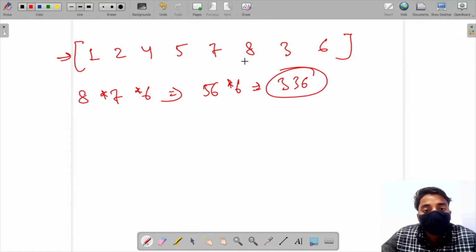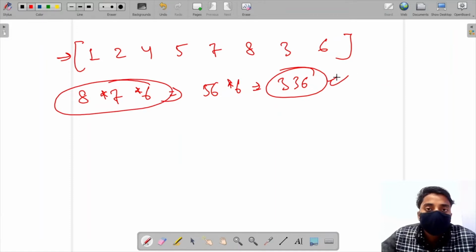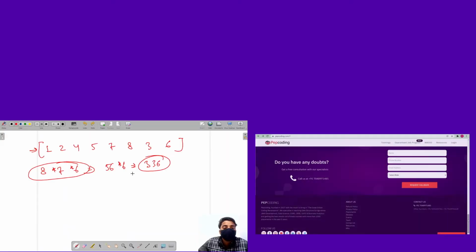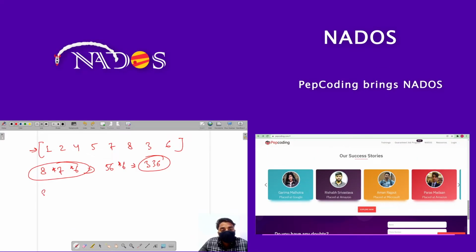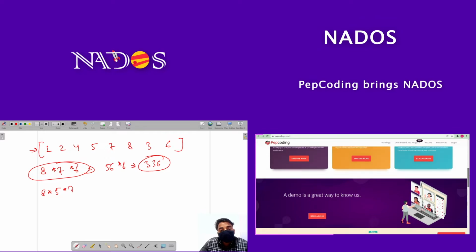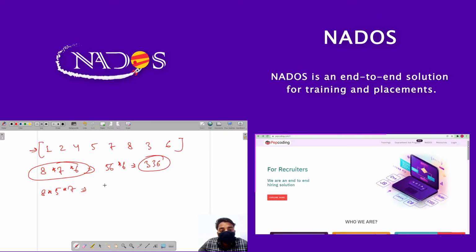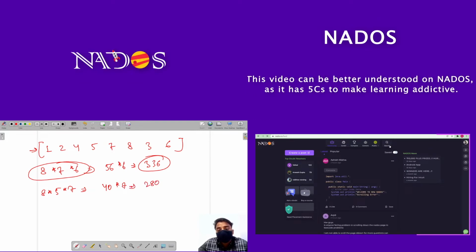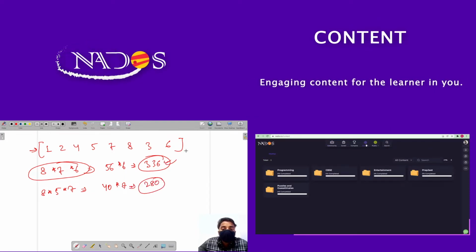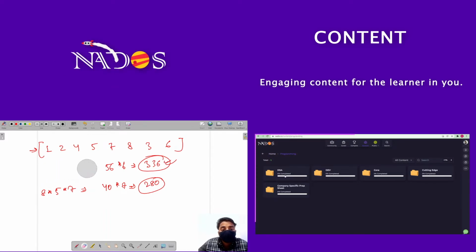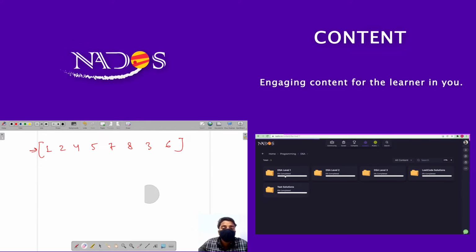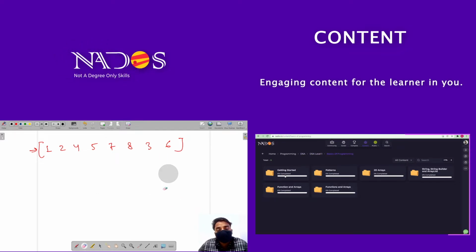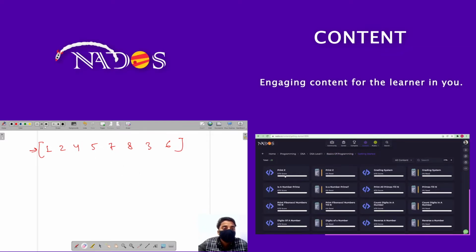So in this array, if we multiply the maximum three numbers, we will get the maximum product. Let's take another combination. If we take 8 into 5 into 7, 8 times 5 is 40, into 7, that is 280, which is smaller than 336. This means our concept is clear. The approach is, if we multiply the three maximum numbers, we will get the maximum product in the array.